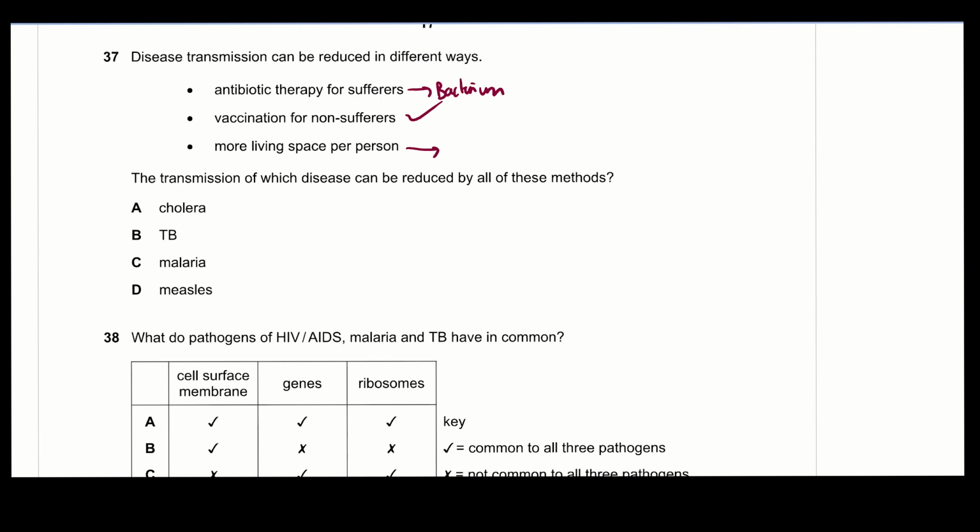Here is the hint. More living space per person means that this is an airborne disease. The airborne diseases that we have here, it's either measles, which is a virus, or tuberculosis, which is a bacterium. But because here it mentions antibiotic therapy, antibiotic only works against bacteria, not viruses. So the appropriate answer is going to be B.